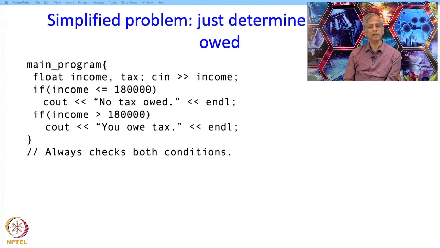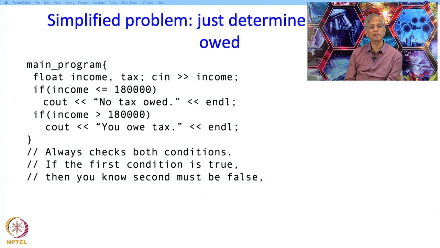Now, from the description that I just gave, you will observe that I am going to check both these conditions on every execution. So, I will check this condition and maybe I will print out this message, or maybe I do not print out this message, but I subsequently check this condition. So the program is correct, it does what we want to do, but you may think it surprising that the program needs to check both of these conditions. Because after all, if the first condition is true, then we know that the second condition must be false. So, why should we check it? We will see that this can be remedied and we can write a slightly better program for this.